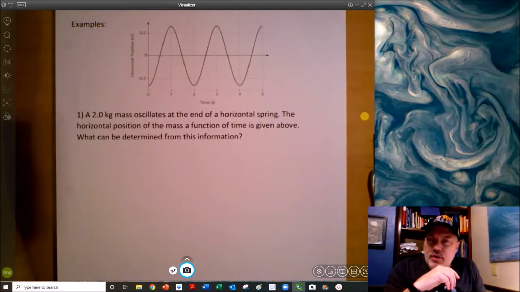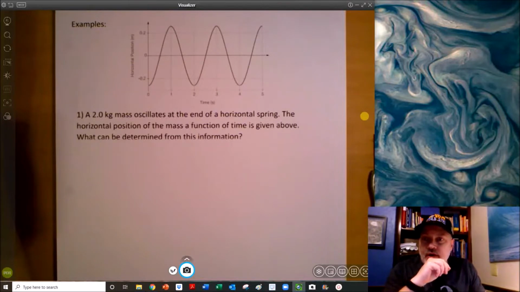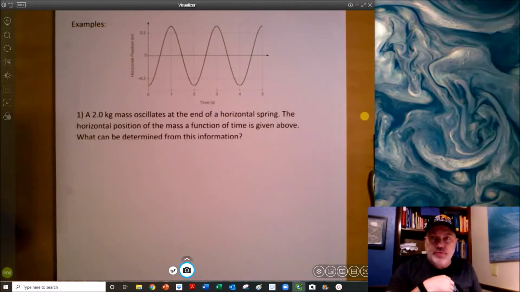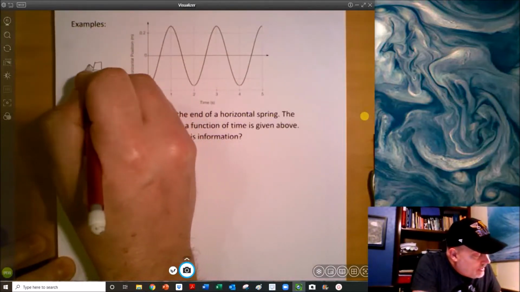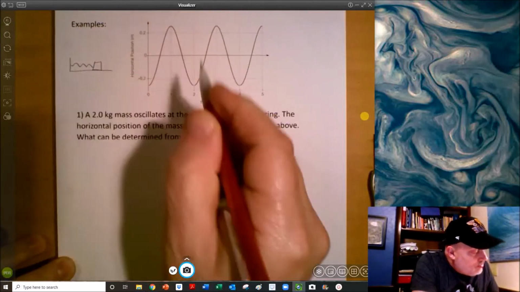For our first problem, we have a 2 kilogram mass oscillating at the end of a horizontal spring. The horizontal position of the mass as a function of time is given, as shown above in the graph. What can you determine from this information? All right, well, first off, I'm going to draw a little picture of what's going on. So here's my mass, because a picture always helps me.